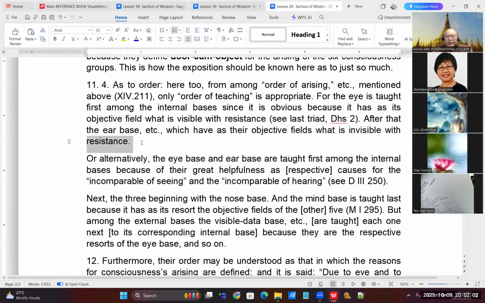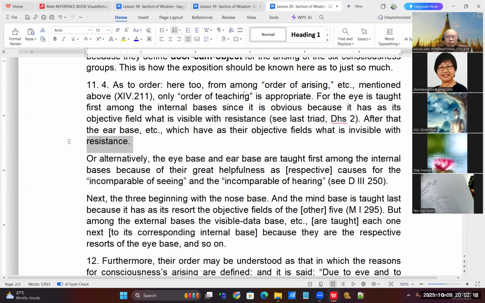There's one word here, resistant. What's the meaning of resistant? Resistant, another word is patigha. So we can say it's a kind of contact or impact. Like when you see something, the visible object impacts with the eye.